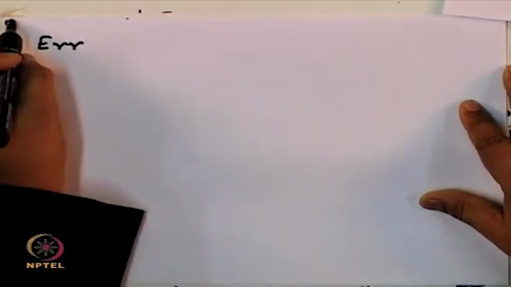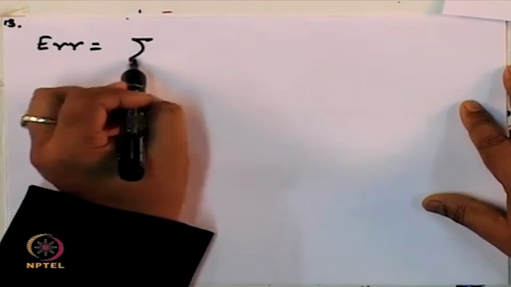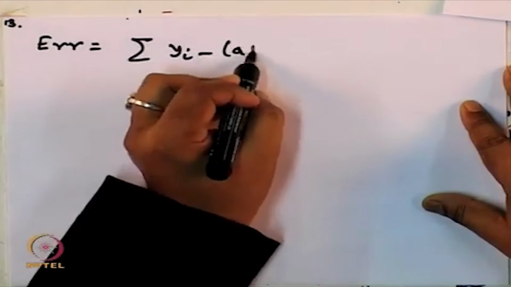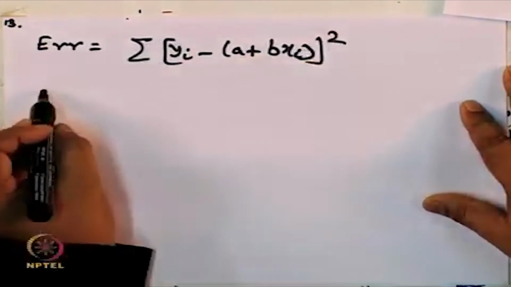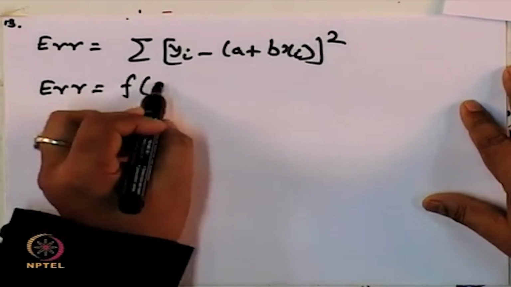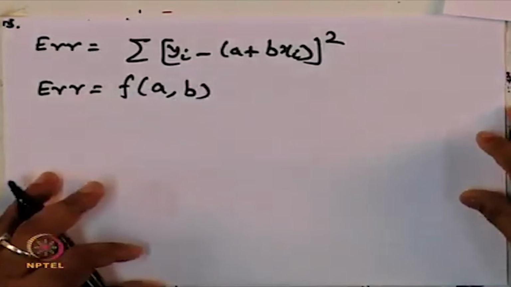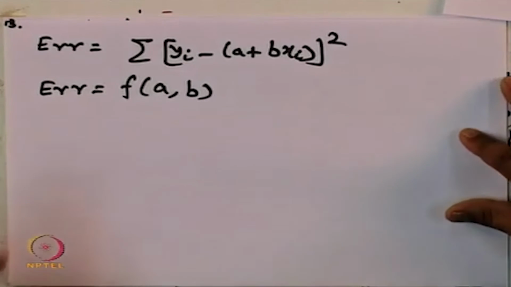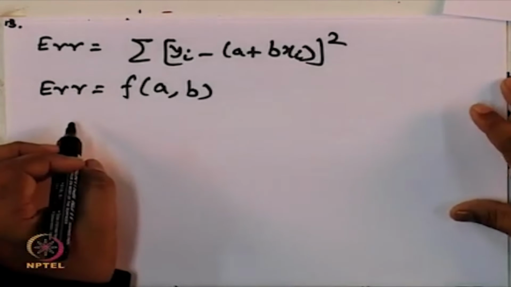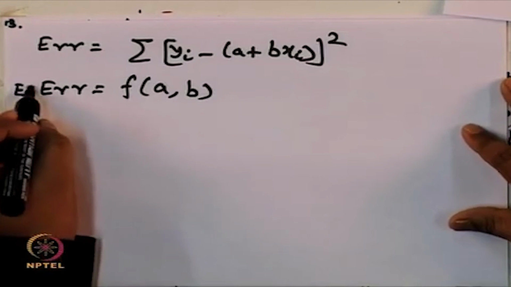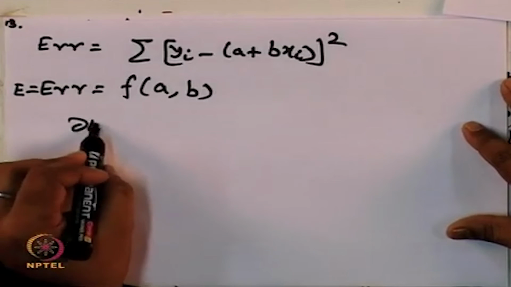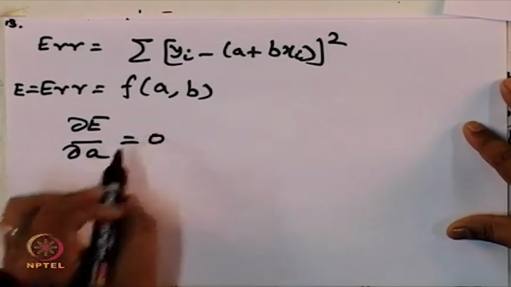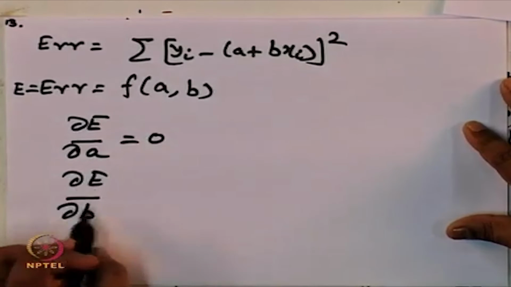So, in our case we want to minimize this particular error, okay, is equal to summation, so my error is actually a function of a comma b. So, if you have more than one variable, then the way you minimize is by, instead of taking a regular differential, so let us say E is equal to error, which is a function of a comma b. So, I write down two equations, del E of del A is equal to 0 and del E of del B is equal to 0.